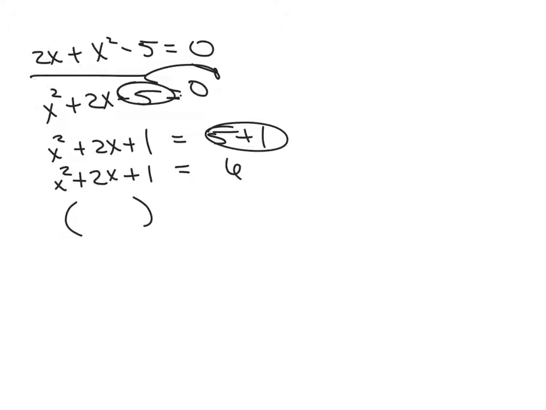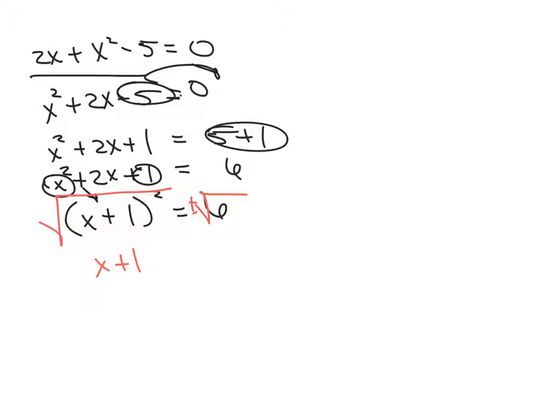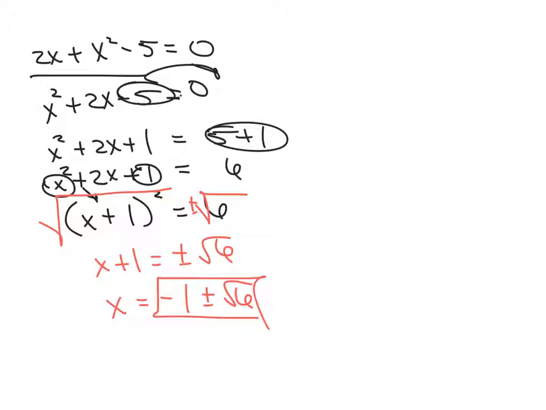Make our parentheses, square it, put that sign down here, square root of that, square root of 1 equals 6. Alright, next step is we take the square root of both sides, and that becomes plus or minus. So we have x plus 1 equals plus or minus the square root of 6. x equals negative 1 plus or minus the square root of 6. That's the format I'd like, the radical last, so that the plus or minus sign is right there.